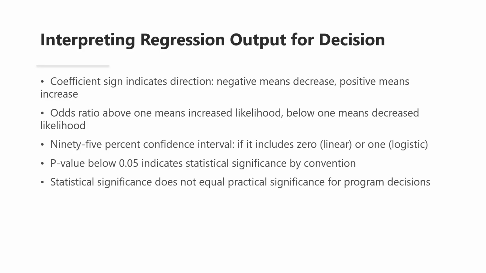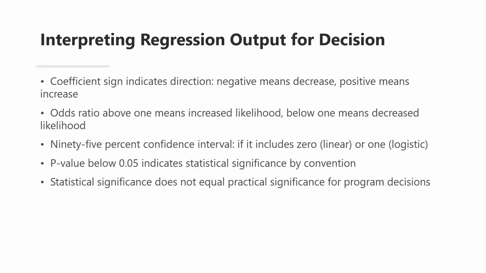Second, in logistic regression, the key output is the odds ratio. An odds ratio of 1 means no association, meaning the program had no effect on the likelihood of the outcome. An odds ratio greater than 1 means increased likelihood. An odds ratio less than 1 means decreased likelihood. For example, an odds ratio of 0.65 for a tobacco cessation program predicting continued smoking means that program participants had 35% lower odds of continuing to smoke compared to non-participants.